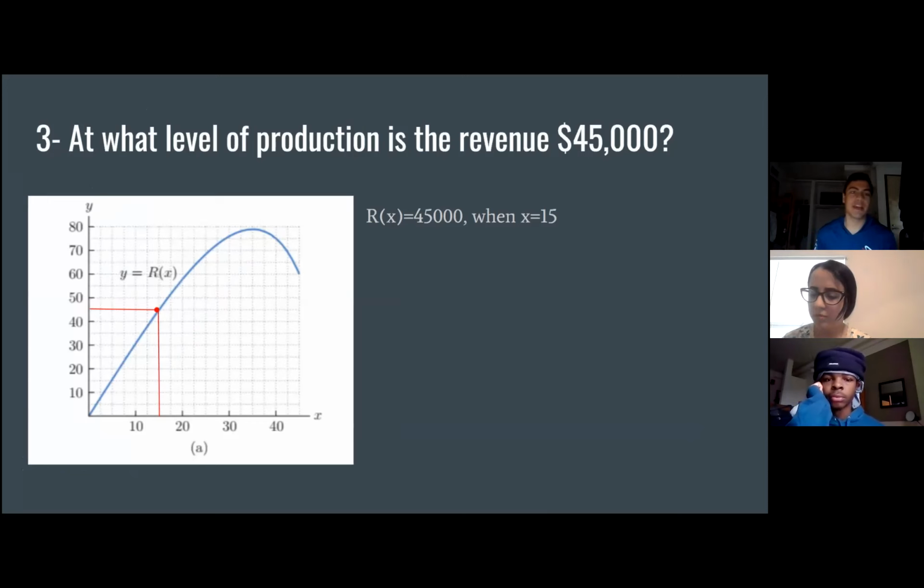For the next problem, it asks at what level of production is revenue $45,000. We look at 45,000 on the y-axis, and when the revenue is $45,000, the company itself is making 15 units.